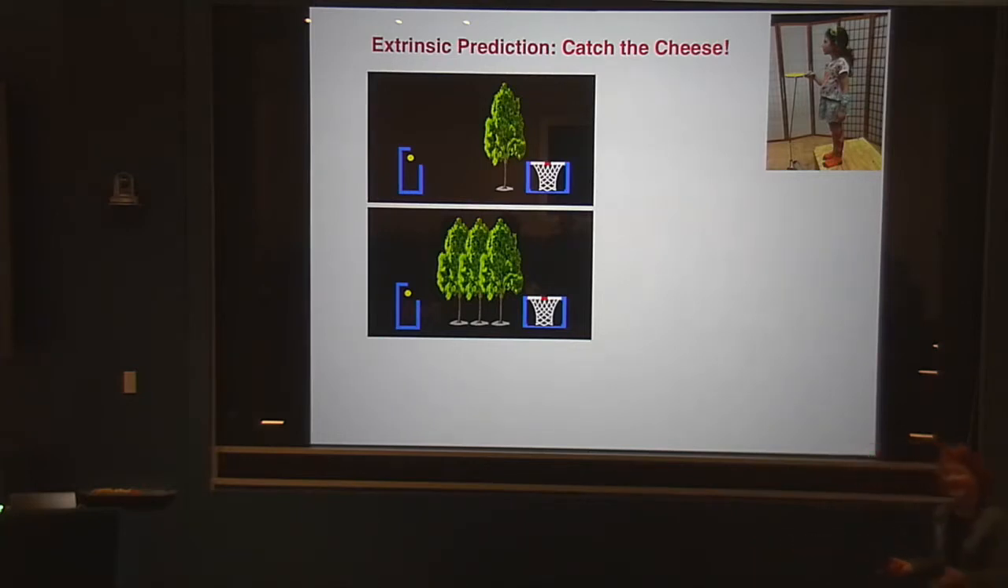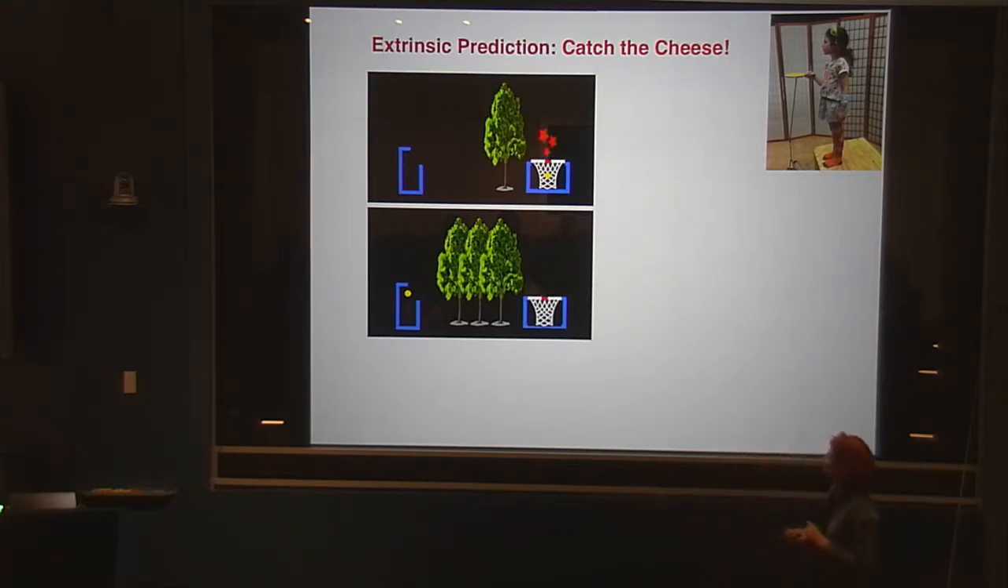Extrinsic prediction, and now our children hold that paddle and a ball is moving, and they have to catch it after it is occluded by the tree. And the 3 stars mean that they catch the ball very accurately, where the ball hits the paddle or the basket, in that red dot in the middle, in the center. So we can have an error measure as well where the ball actually hits the basket.